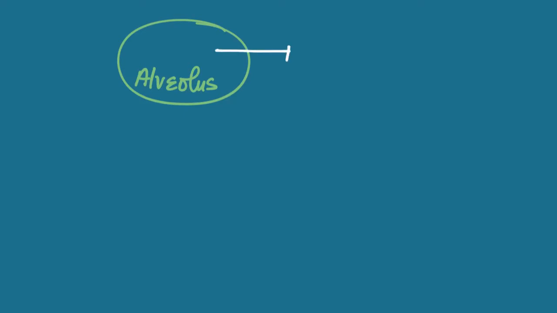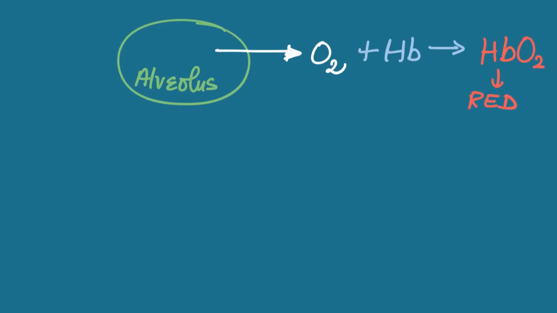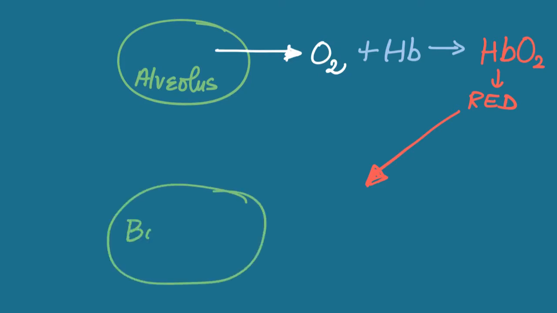Let's look at the role of hemoglobin and what it binds during transport of gases. In the alveolus, the oxygen leaves the alveolus, and in the capillary, the hemoglobin is waiting to pick up the oxygen, and you get oxyhemoglobin, which is red. Now this oxyhemoglobin travels in the bloodstream to the body cells.